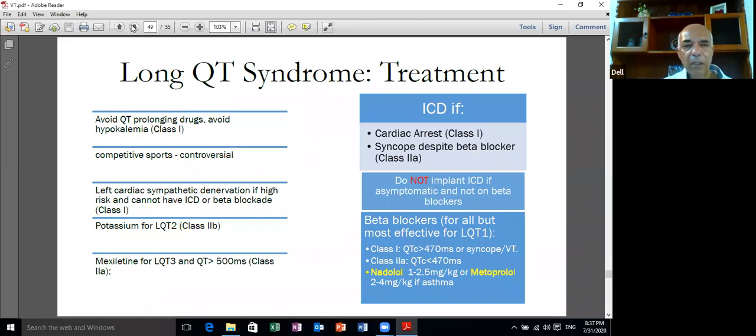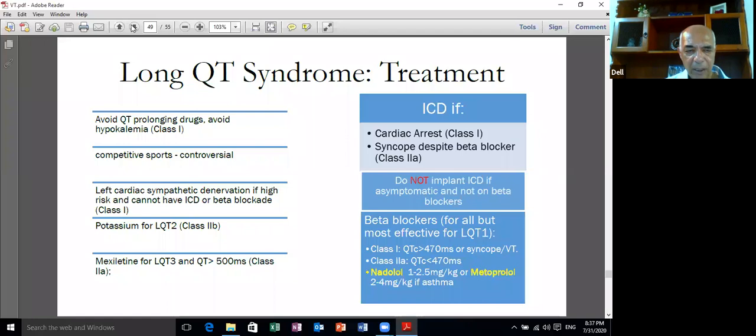Now, how do we treat long QT? You avoid the QT-prolonging drugs, so this should be identified and remembered very well. Avoid competitive sports, and then left cardiac sympathetic denervation if the patient is at high risk and is resisting the effect of beta blockers.